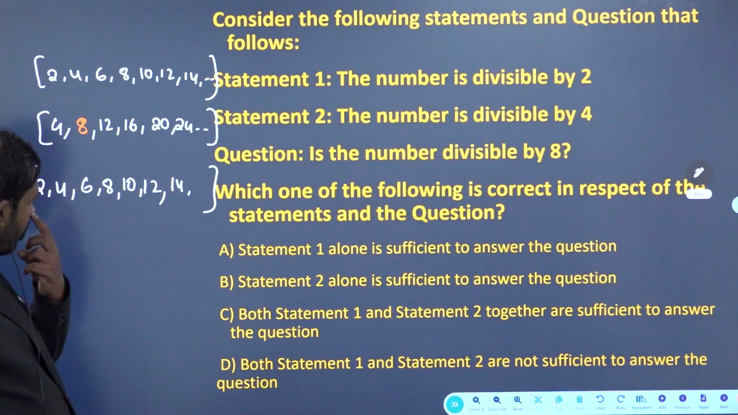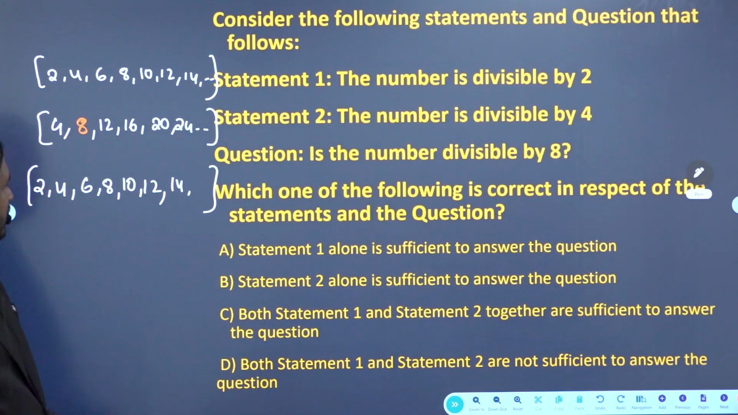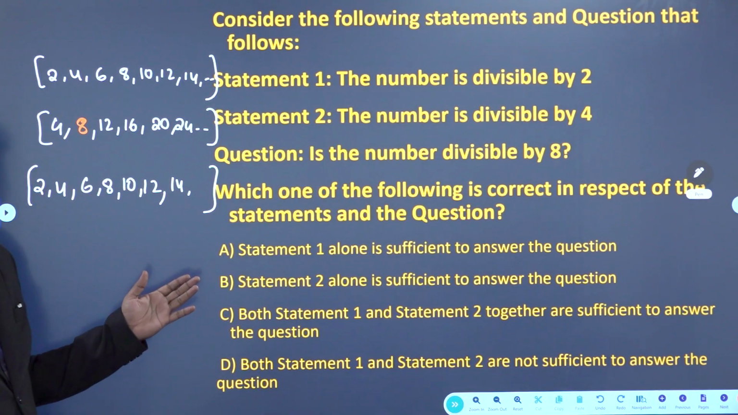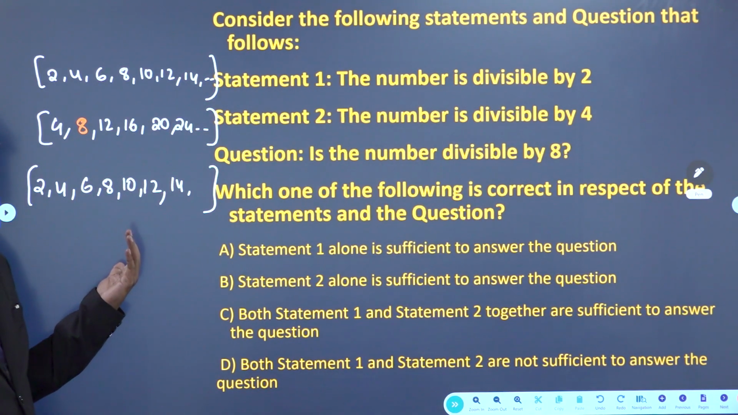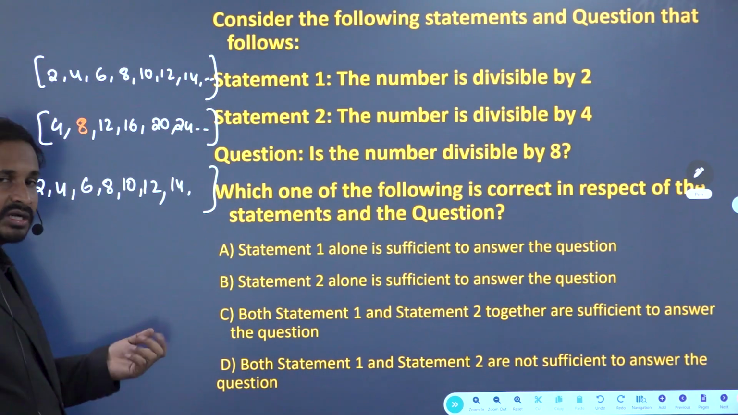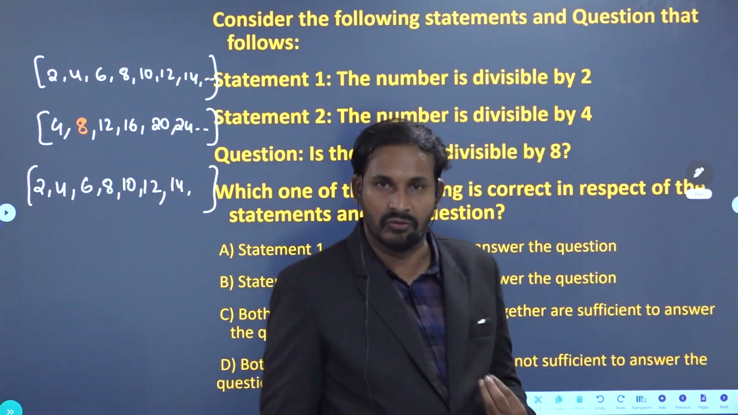Now see here, still I cannot say exactly. Why? Because in this case also it is the same thing. After combining these two statements, what is happening? There are some numbers which are divisible by 8 and some numbers which are not divisible by 8. Still I cannot say exactly yes or no.